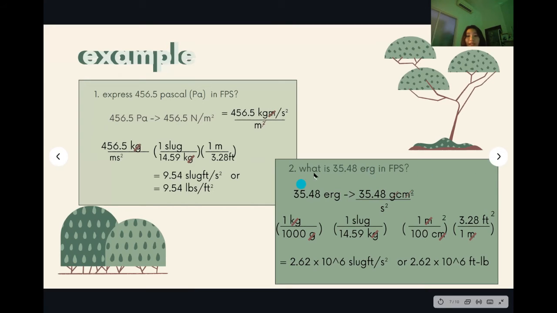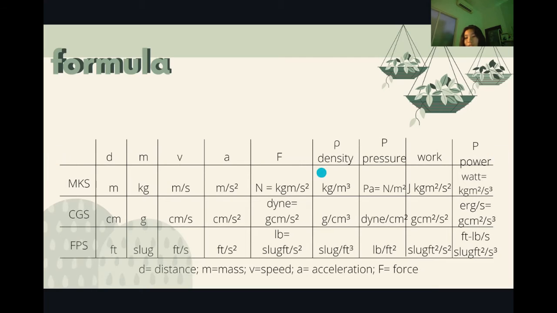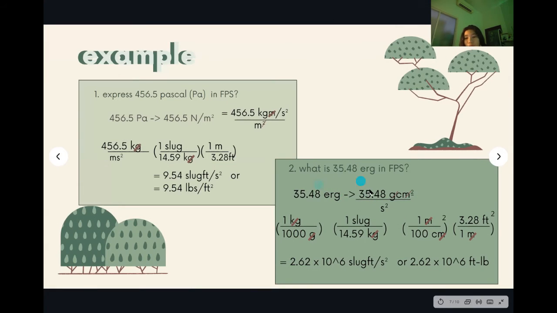Question number 2. What is 35.48 erg in FPS? We apply the same thing. We search for what this has bond with. So erg, we see here, is gram centimeter squared over second squared. So we write here 35.48 g cm squared over s squared. And now we need to cancel out the g and cm squared.